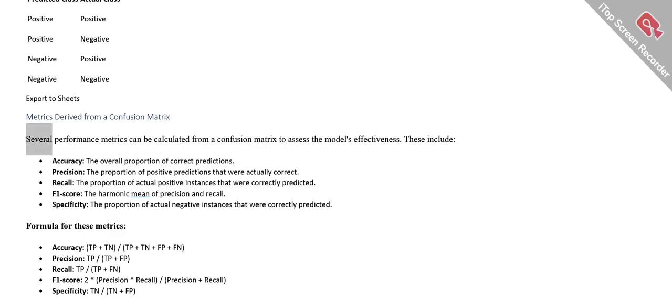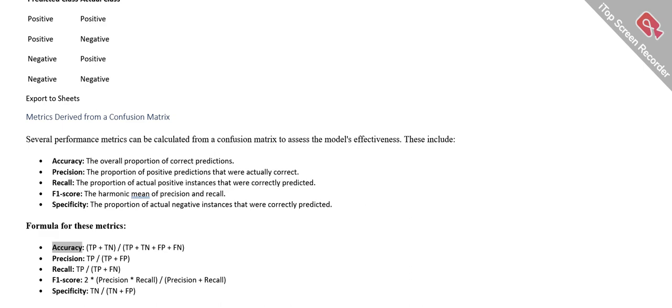Metrics derived from a confusion matrix. Several performance metrics can be calculated from a confusion matrix to assess the model's effectiveness. These include accuracy, the overall proportion of correct predictions. Precision, the proportion of positive predictions that were actually correct. Recall, the proportion of actual positive instances that were correctly predicted. F1 score, the harmonic mean of precision and recall. Specificity, the proportion of actual negative instances that were correctly predicted.